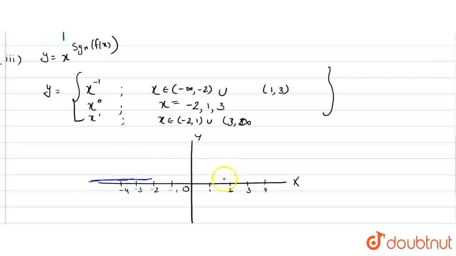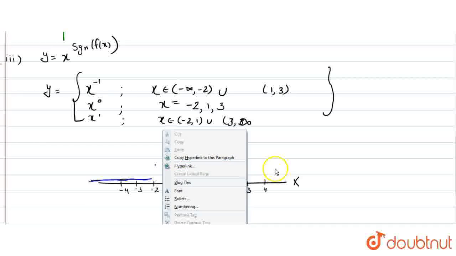Then from 1 to 3, it is also an inverse function. At 1 to 3, it is somewhat like this. Like this, right? X to the power 0, that is 1 at -2. If this is 0.1, then at this value it is this. This is 1. At 1 also it is equal to 1. That means here the graph is 1. And at 3 also it is equal to 1.